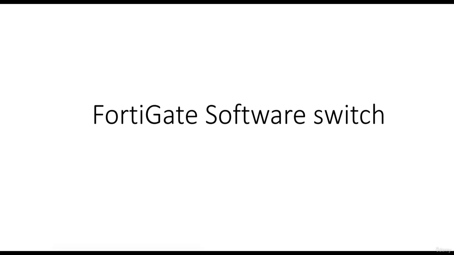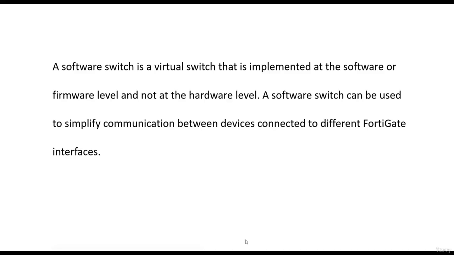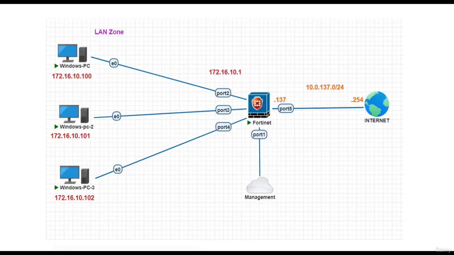In this video, let's understand one special feature that is referred to as the FortiGate software switch. This is one among the interface types available in the FortiGate firewall. As the name suggests, the software switch is a virtual switch feature that is implemented at the software or firmware level of the device, and it's not at the hardware level. A software switch can be used to simplify the communication between devices that are connected to different FortiGate interfaces. We can understand this with this topology.